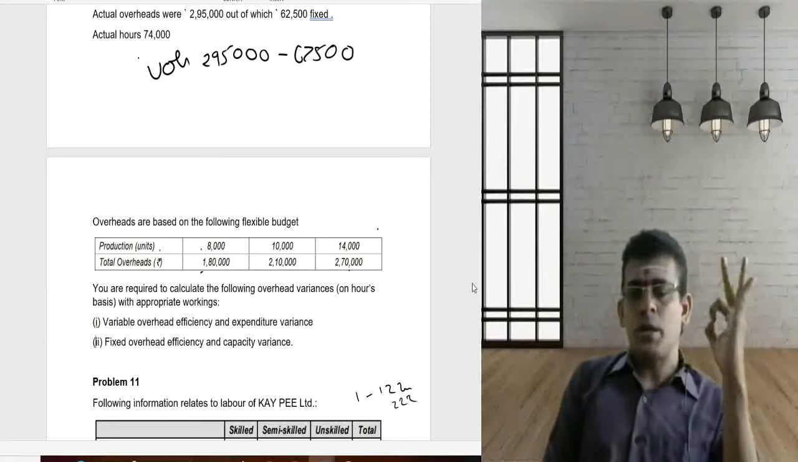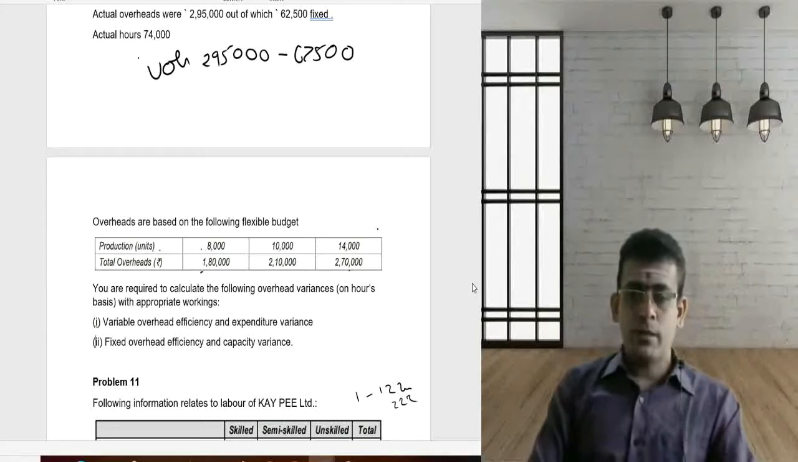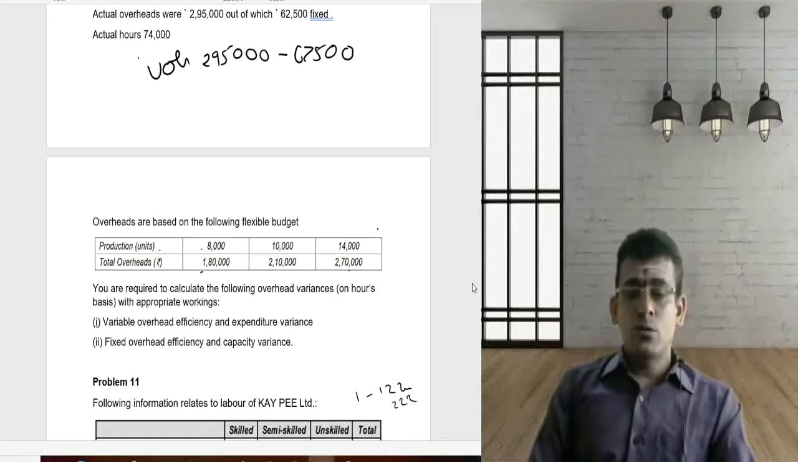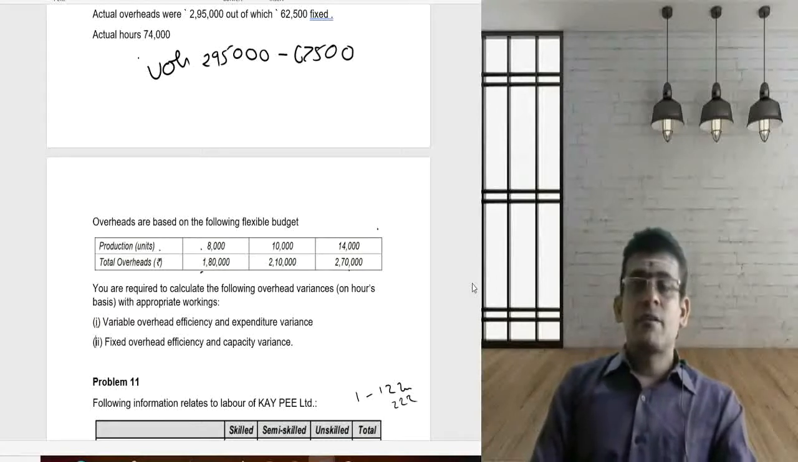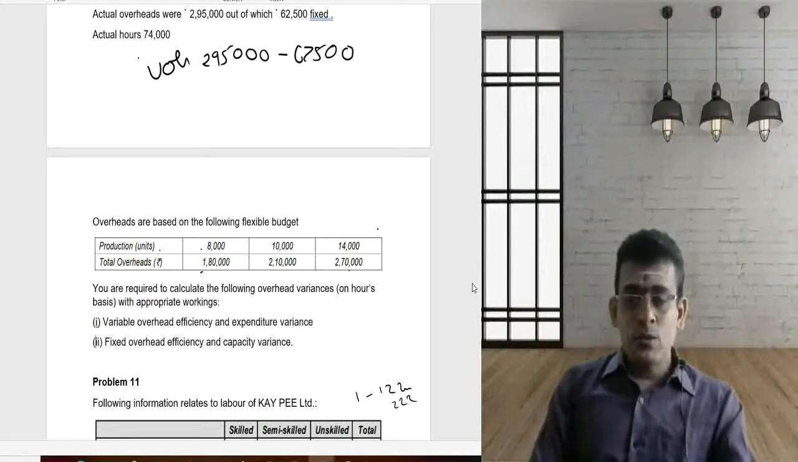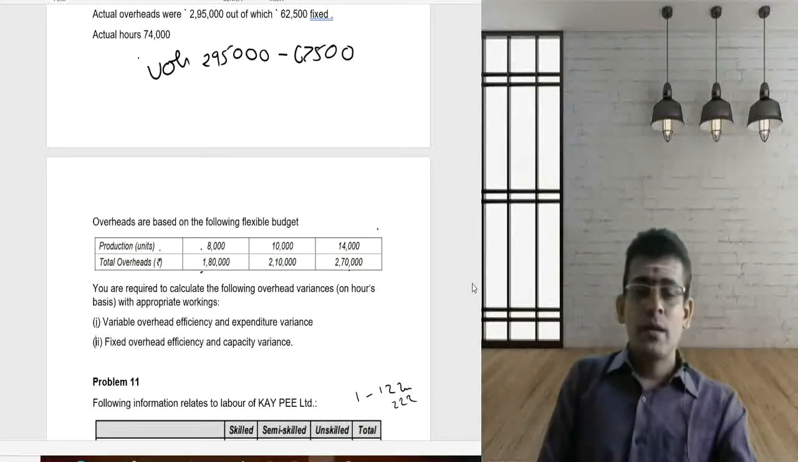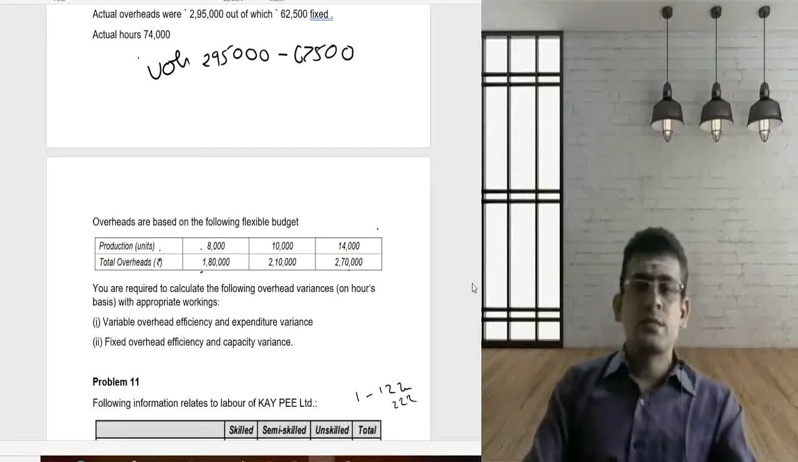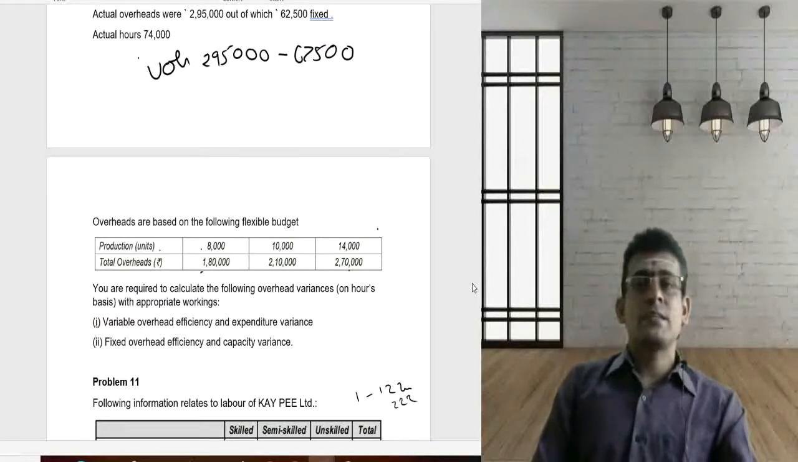Variable cost per unit. Let me calculate it like this. At 14,000, what was my cost? 2,70,000. At 8,000, what was my cost? 1,80,000. So what is the difference? The difference is 90,000. Why has 90,000 been realized? Due to increase in production from 8,000 to 14,000. How much is increased? 14,000 minus 8,000 gives you 6,000. Difference in cost divided by difference in units.